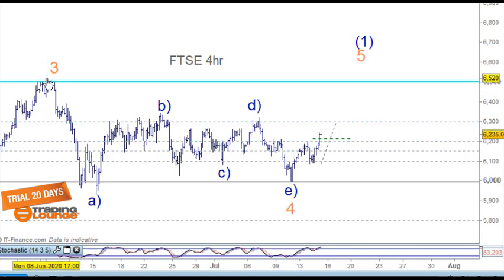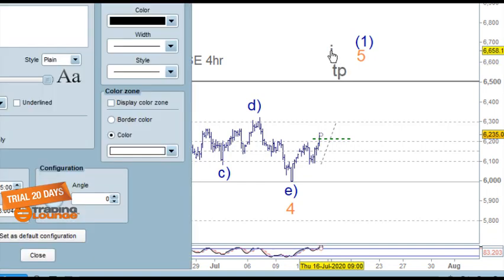Yeah, and technically we should be taking out this top here. So 6,500 is the target for this level here. So we'll put that in, but we'll monitor that on the way up, so no drama.